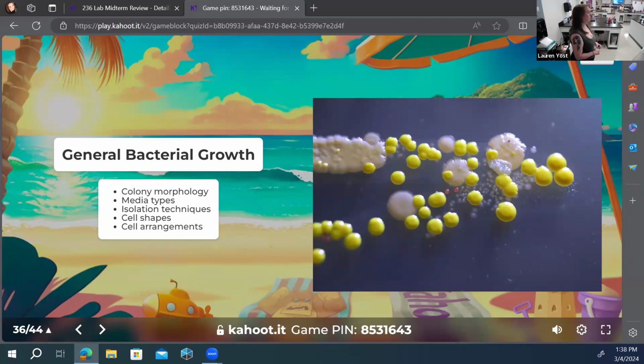And I won't ask you about specific kinds of selective or differential media yet. That's on the next test. We're learning about that in our next lab, our main lab. So be aware of that.